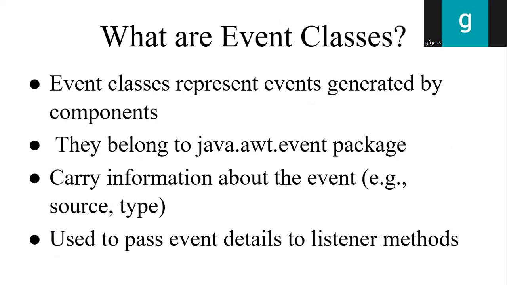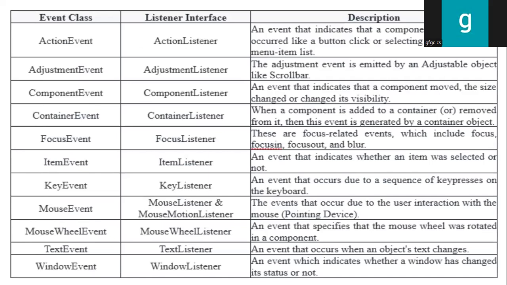What are the event classes? Event classes represent events generated by the components. Components are nothing but a button, keyboard, or mouse. They belong to the Java AWT event package and carry the information about the event, for example the source and the type, used to pass the event details to the listener method. Here are some names of the event classes and the listener interfaces, and I am going to explain their descriptions as well.